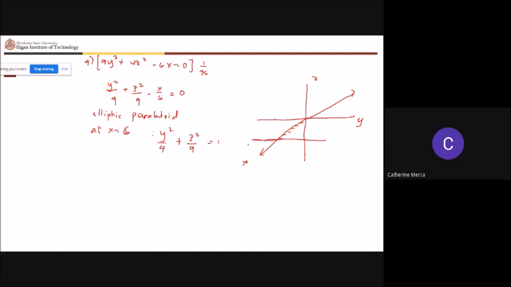You have y is plus or minus 2, and z is plus or minus 2. 1, 2 here, then y 1, 2 here. Then the z, we just move up to 9, so plus or minus 3. 1, 2, 3, then again 1, 2, 3. So this is our ellipse, 3.